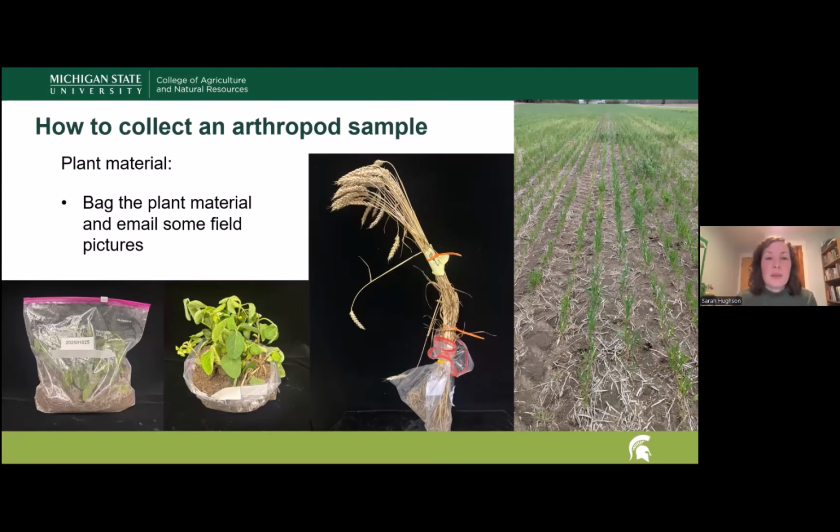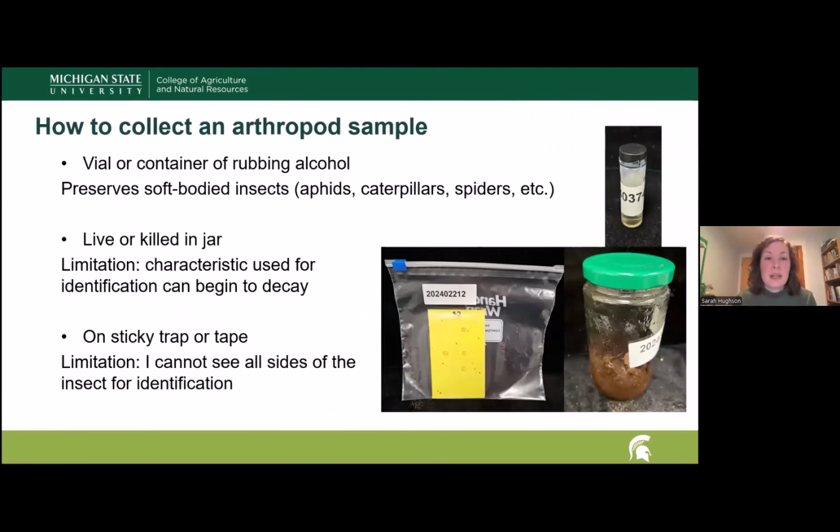Now, if you don't have the plant material, but you have collected the insect, you can also send just the insect. You can do that by putting them in a vial of alcohol, just tossing them in a jar or other hard-sided container, or sending in a sticky trap that has your insect on it. With sticky traps, one of the limitations is that if the characteristic I need for identification is on the side that is stuck to the sticky trap, then I don't necessarily see that structure. But I can usually still give you treatment recommendations and get close to an ID.